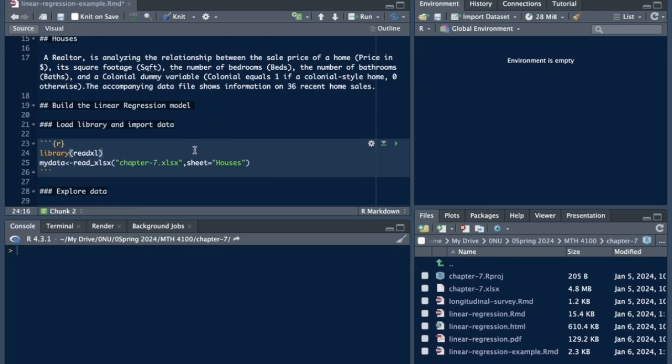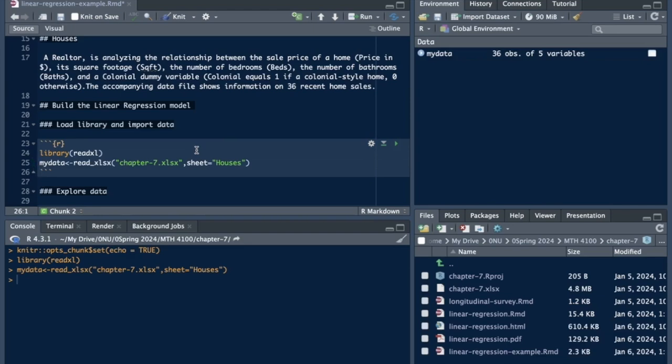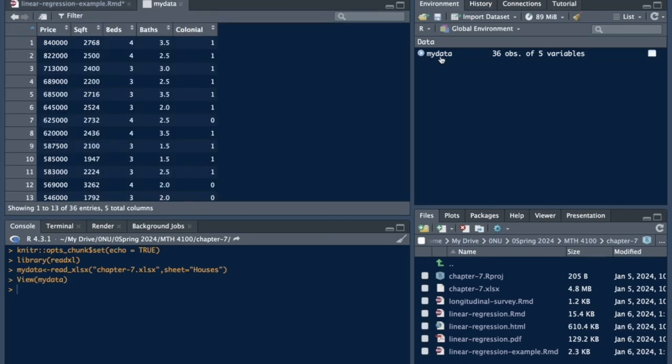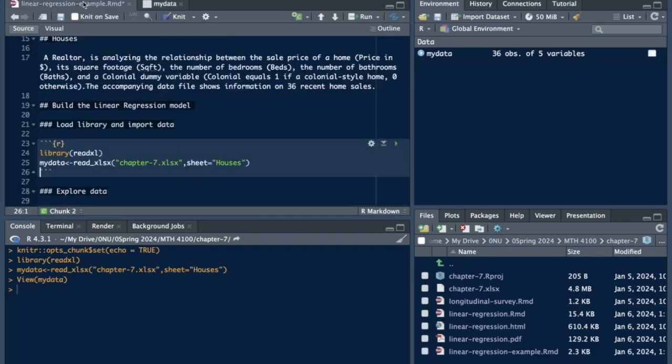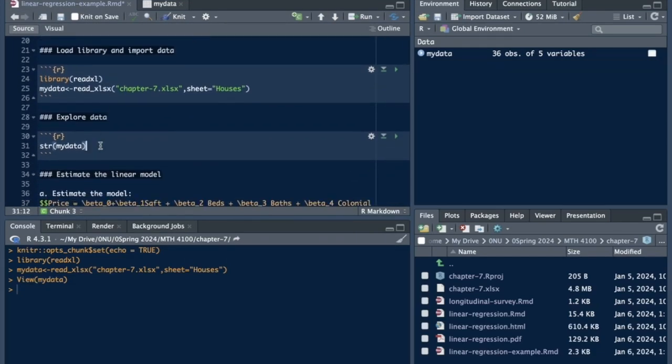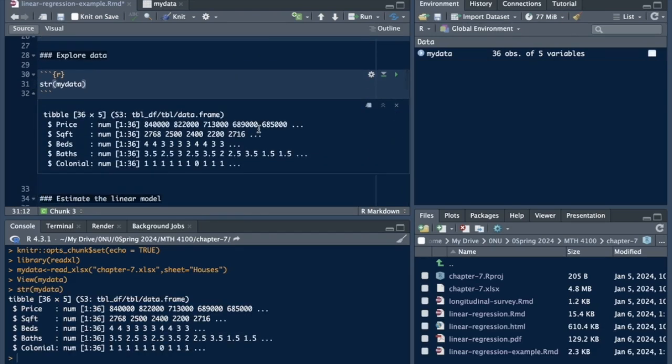So the very first thing to do is loading the library and importing the data, and we did this many times. So this is my data. The second thing to do is just look at your data, view your data. We have price, square foot, beds, baths, colonial, and all of these are numeric, which is fine. But again, we have to explore the data. We have to look at the data type first. All of them are numeric, which is perfect. Again, we need to have numeric when we study linear regression.